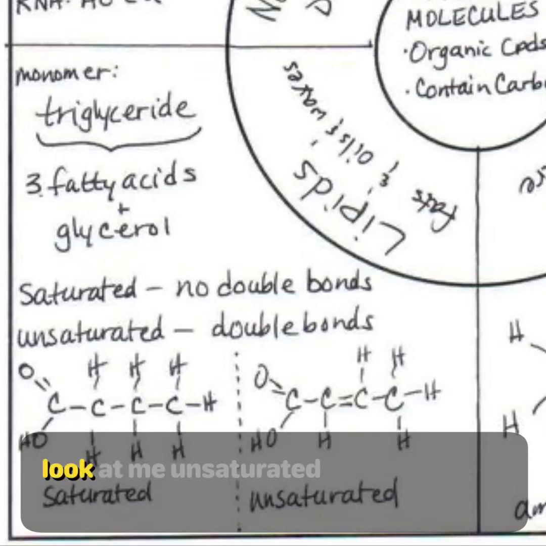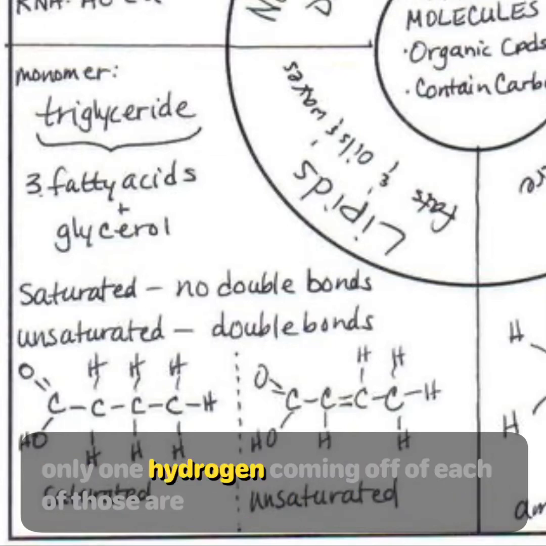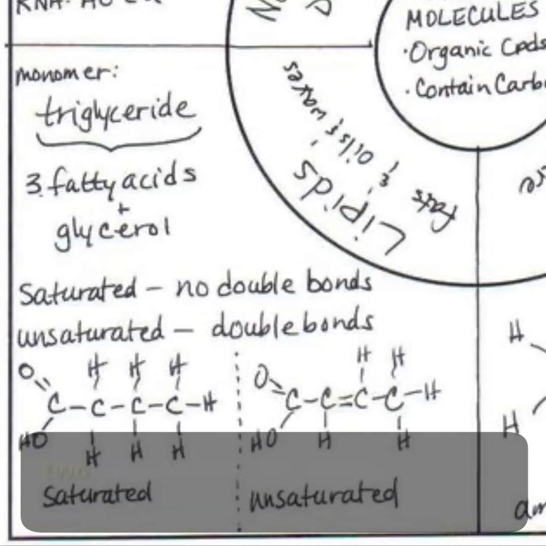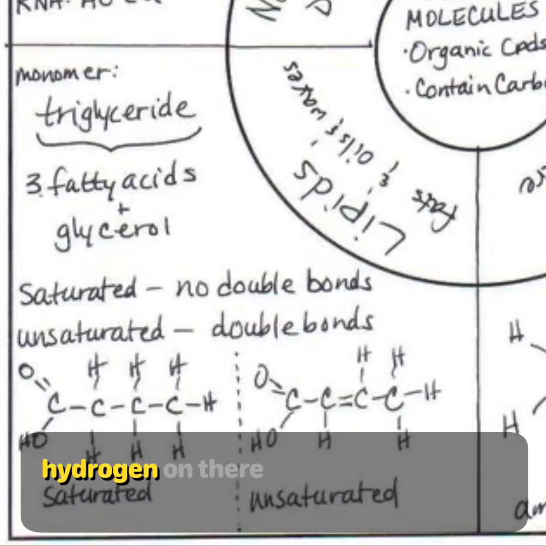Now, look at the unsaturated fat. Right in the middle, you see a carbon with a double bond, and there's only 1 hydrogen coming off of each of those 2 carbons that are part of that double bond. So an unsaturated fat has more room to add hydrogen if those bonds were not doubled. So if those bonds became a single bond, you could load more hydrogen on there.